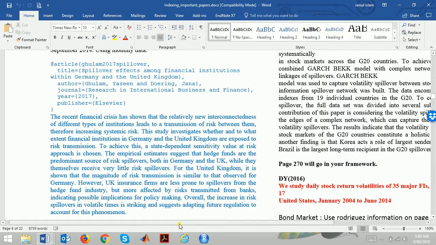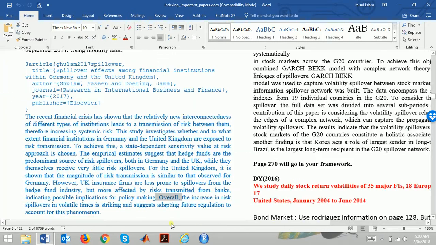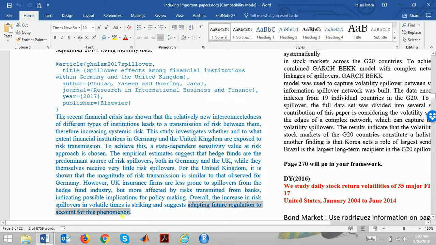To achieve this, the empirical estimates suggest, but then, however, overall, future regulations need to account for this phenomenon.